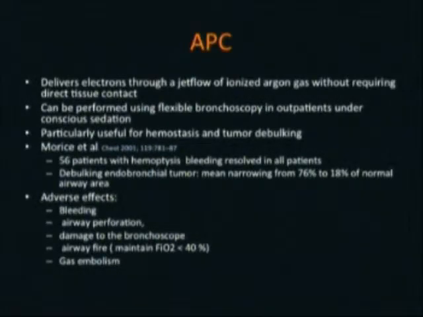The biggest study is from Morris et al. Published in Chest in 2001. It was dealing mainly with patients with hemoptysis. He had 56 patients with hemoptysis, bleeding resolved in all patients, and you can have debulking of endobronchial tumor with a narrowing going from 76% to 18% of the airway.